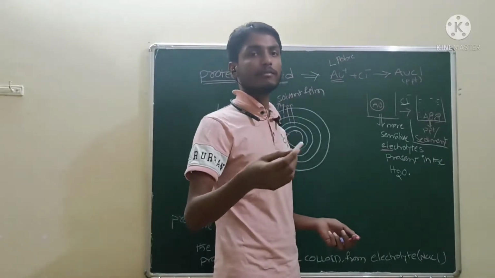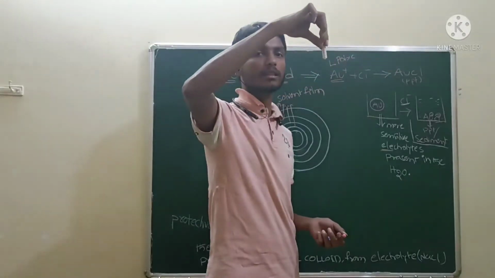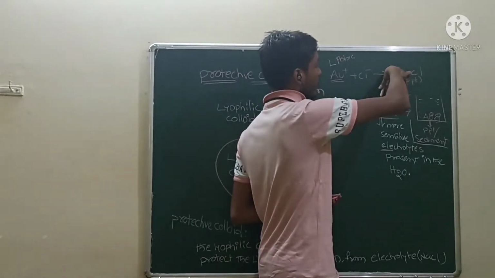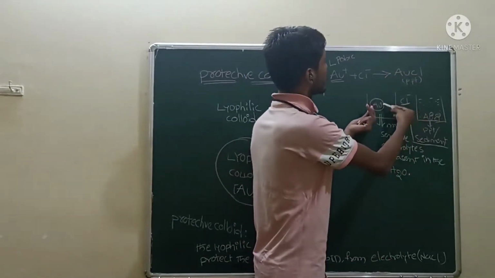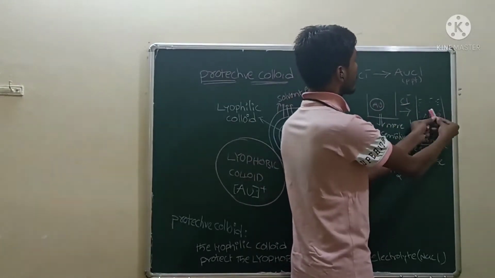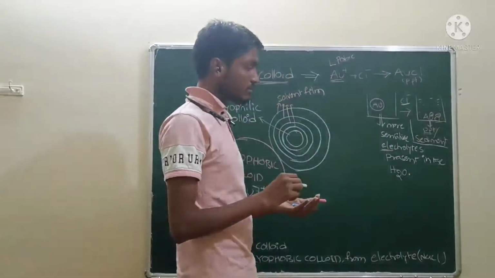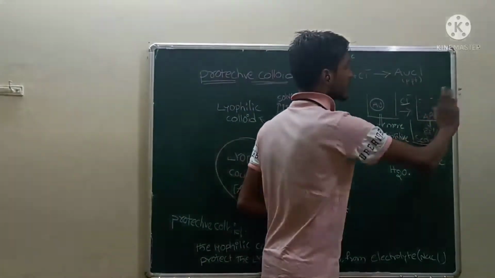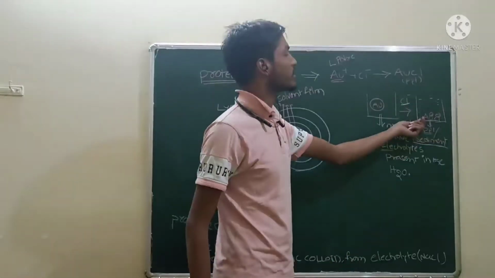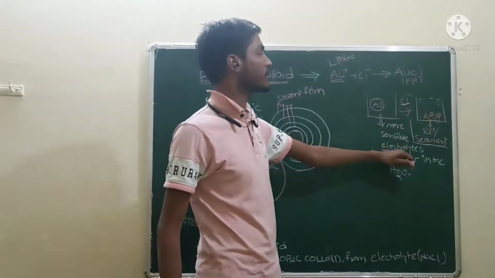Whatever water I have given, this water contains electrolytes. The electrolytes present in the water, like the chloride, will combine with gold like this and settle at the bottom. It's the formation of a precipitate or sediment. Even if I shake this system, there is no redispersing of this precipitate or lyophobic colloid.